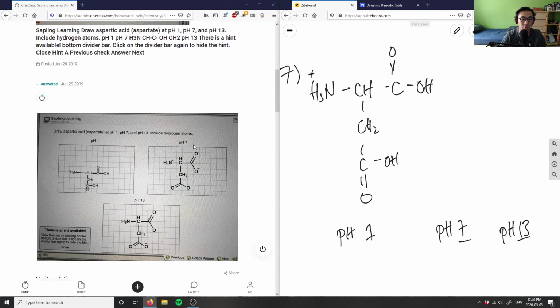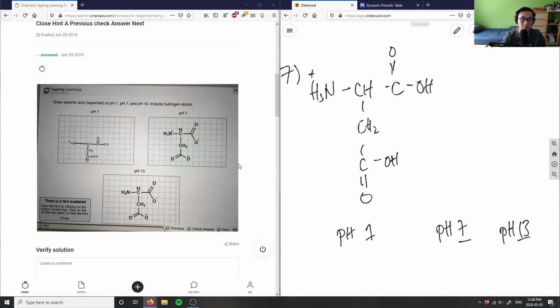So as you can see here, pH 7. Oh, so they actually deprotonate the carboxylic acid group here first. So the H's here are going to go away, going to basically deprotonate at pH 7. So let me draw that for you.